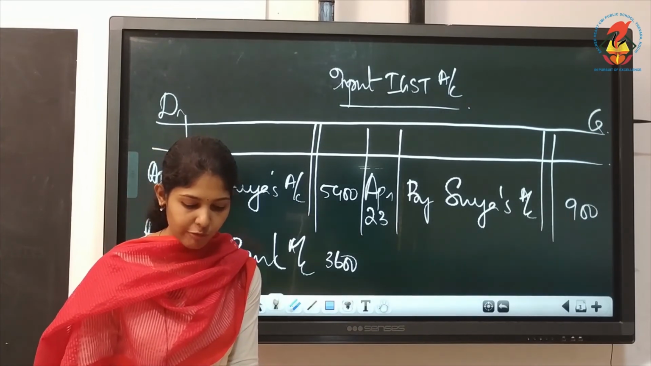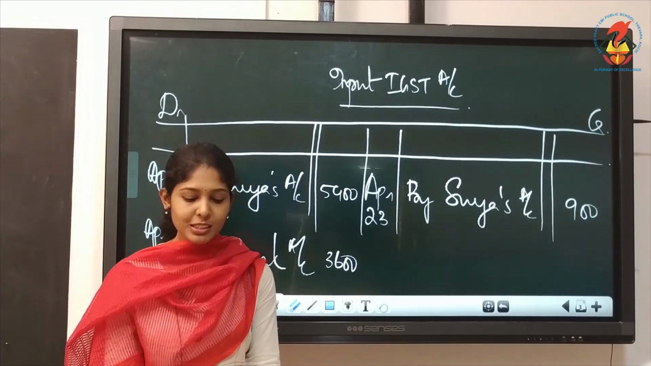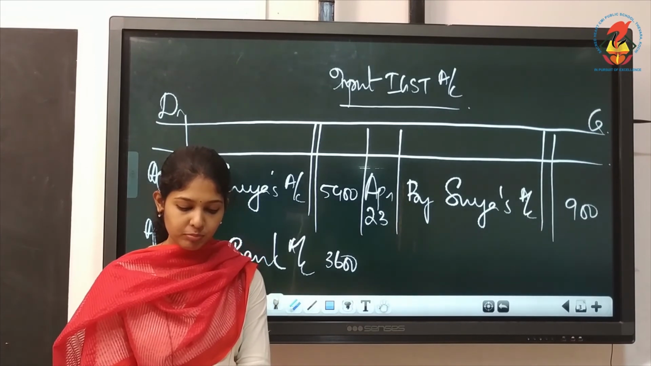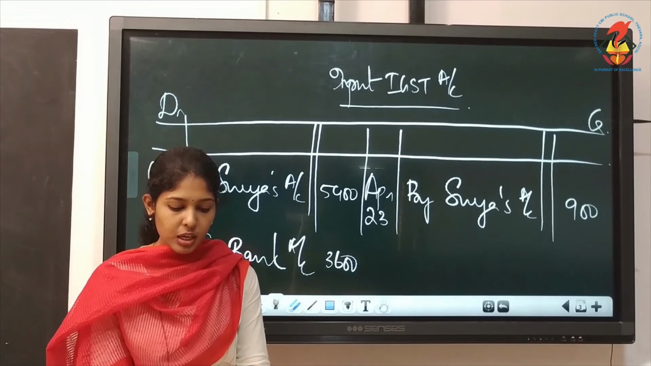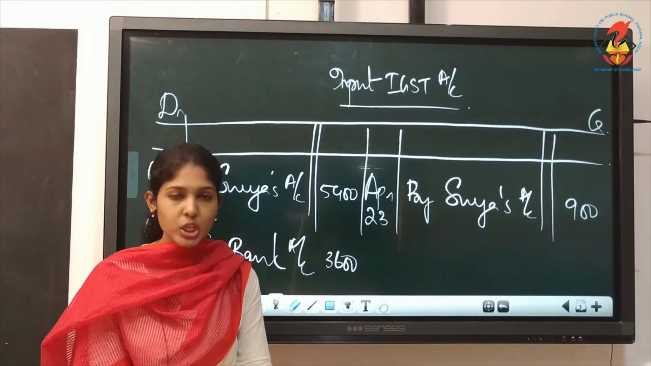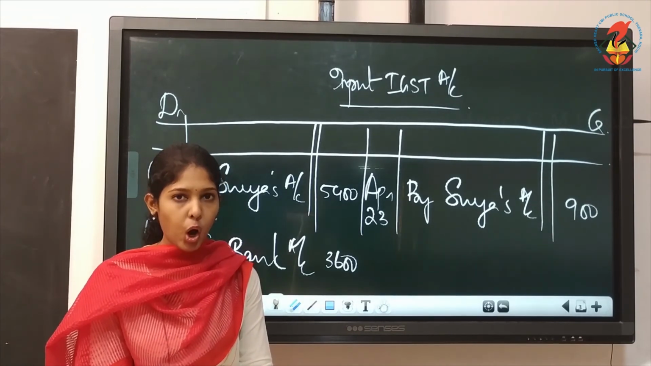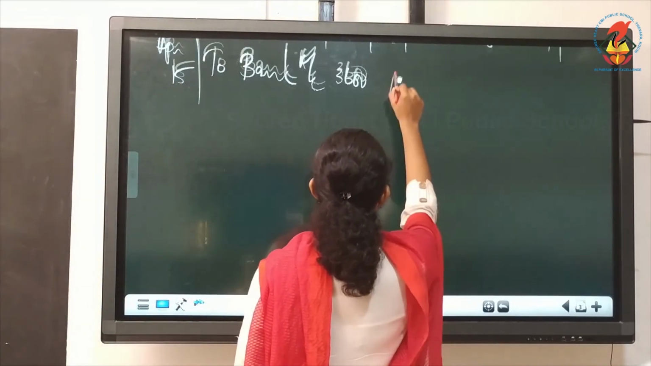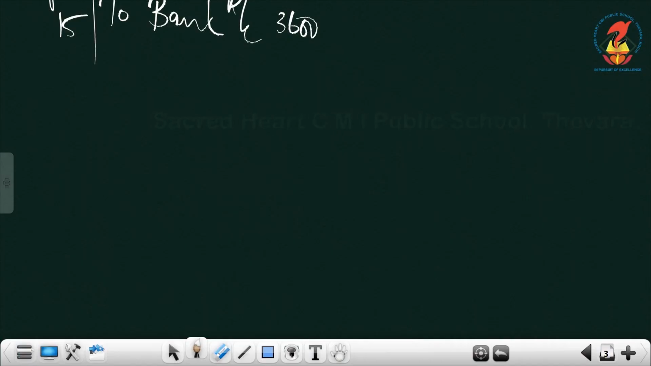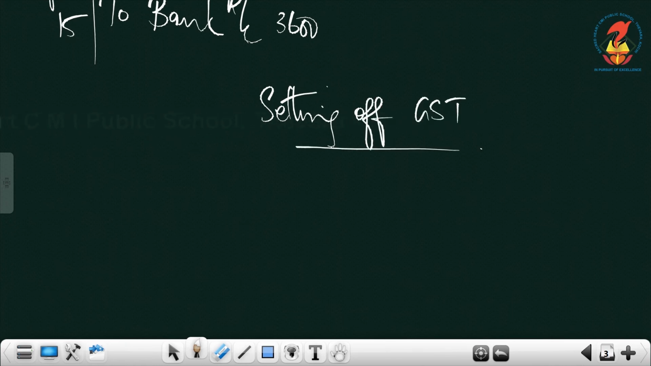The last topic of this chapter, you give the heading. You must finish this. After that you write setting off of GST. Give the heading setting off of GST. There is an order in which you can set off these GST accounts. And you know that input GST can be set off against output GST.